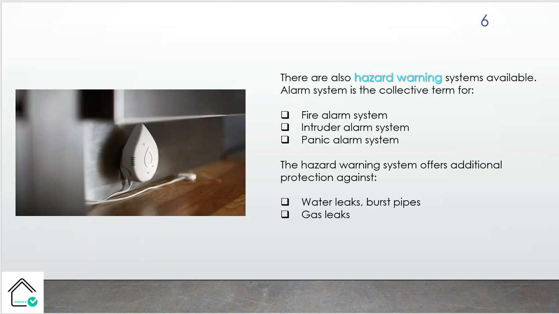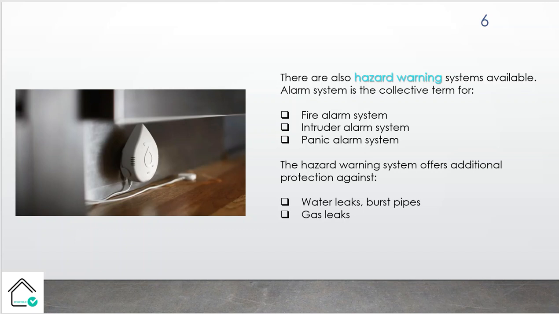The hazard warning system offers additional protection against water leakage, burst pipes, or gas leaks, okay? So in KNX, we have sensors to detect a gas leak or a water leak to provide us the hazard warning. It's going to increase the safety in the building. So which company has it? For example, ABB, Elsner Electronic, and so on.